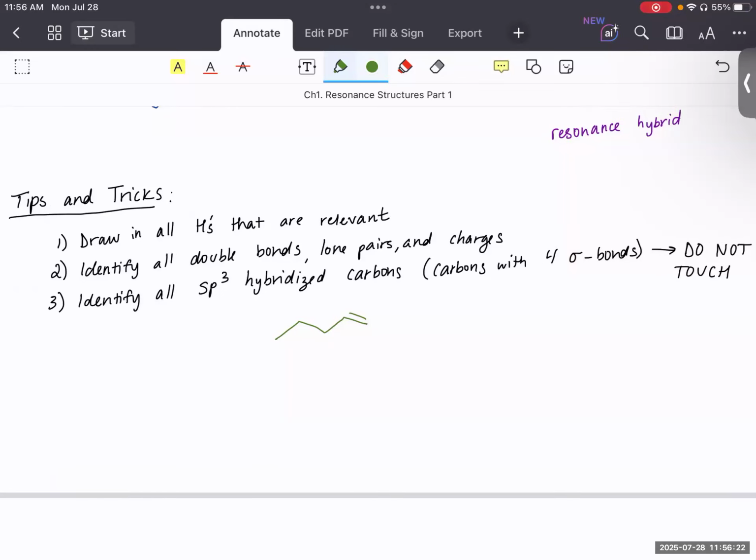And then we take a look at this carbon right here. So based off the skeletal structure, since that carbon doesn't have any charges, we know that that carbon wants to have 4 bonds. So we have to add in those hydrogens. And so now this carbon right here has 4 single bonds or sigma. And so it cannot participate in any resonance.